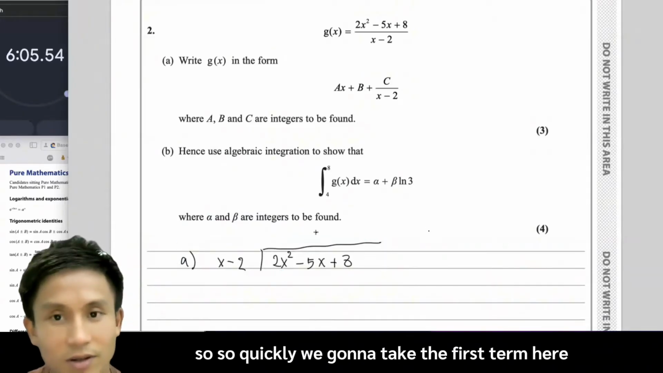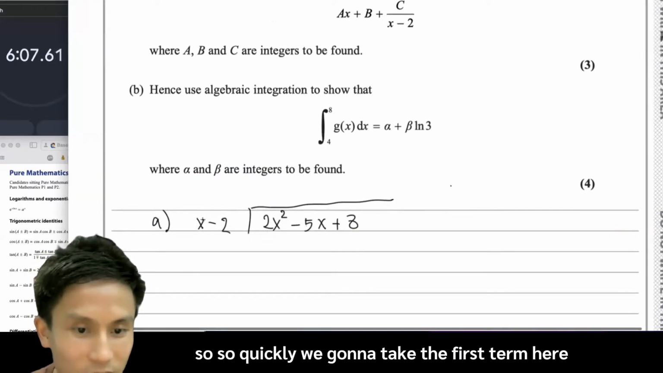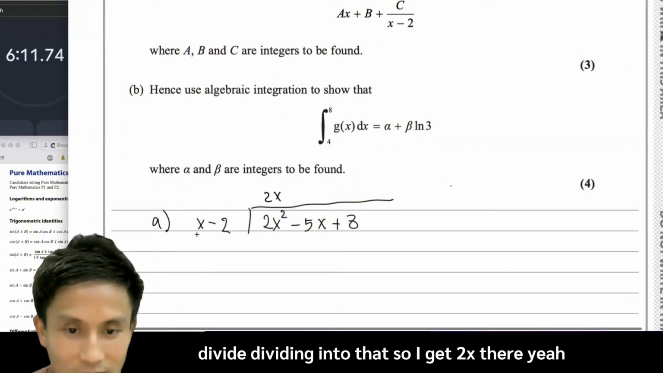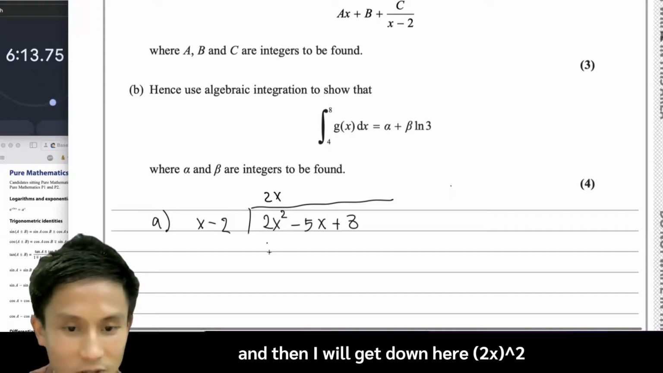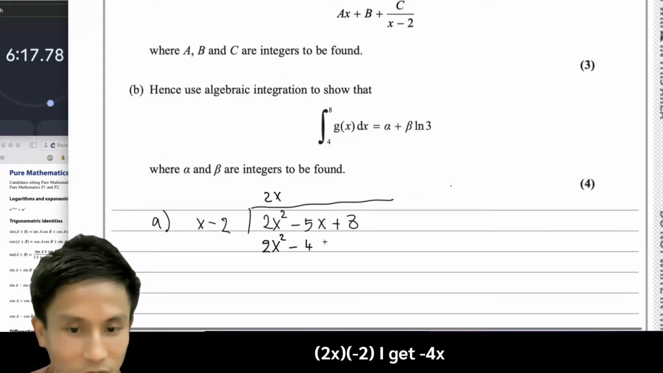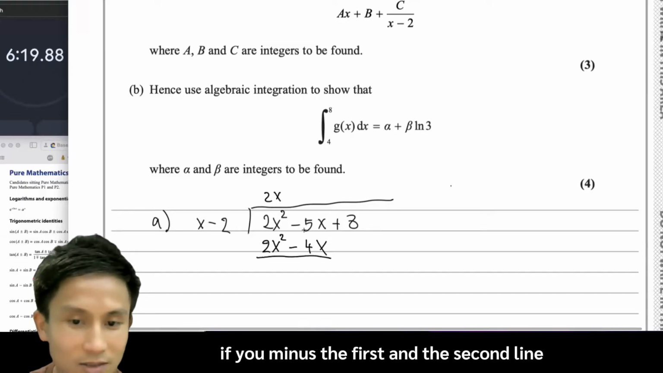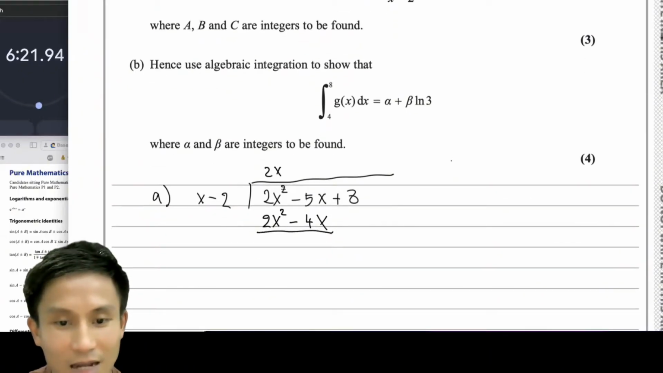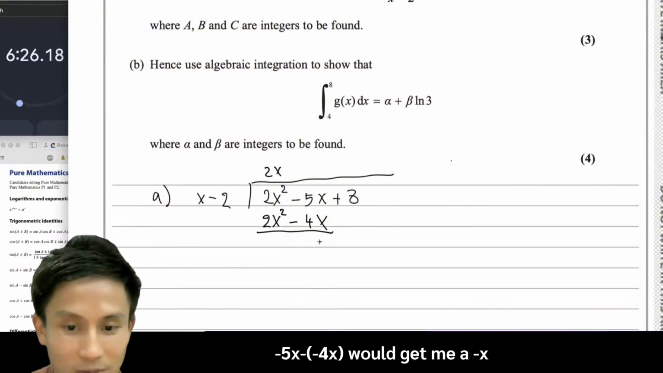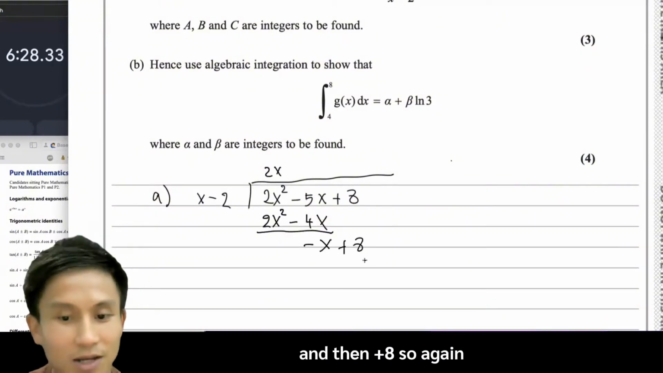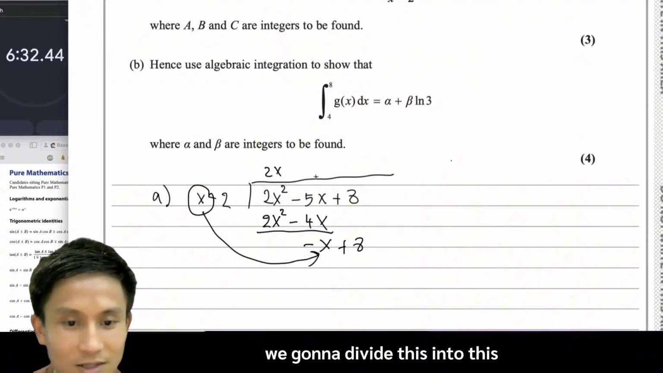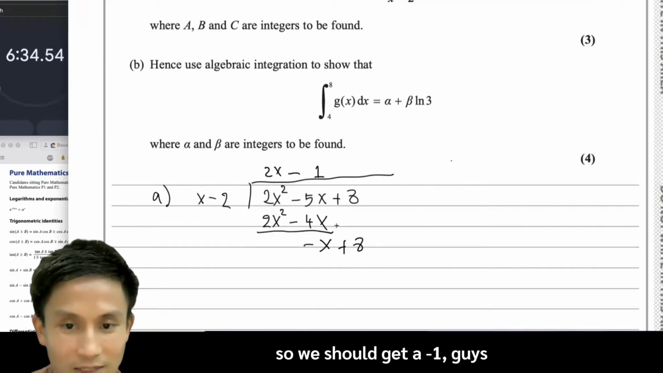Let's move the thing a little bit further down because I don't have some space there. Okay, so quickly, we're going to take the first term here, dividing into that. So I get 2x there. You can check. And then I would get down here 2x squared, 2x multiplied by minus 2, I get minus 4x. If you subtract the first and the second line, the first term goes away. Minus 5x minus 4x would get me a minus x and then plus 8. So again, we're going to divide this into this. So we should get a minus 1, guys.